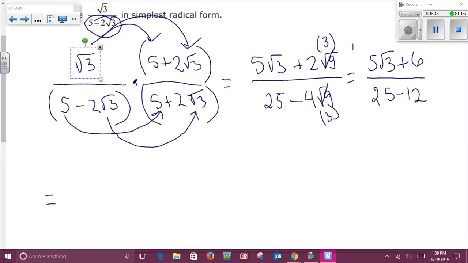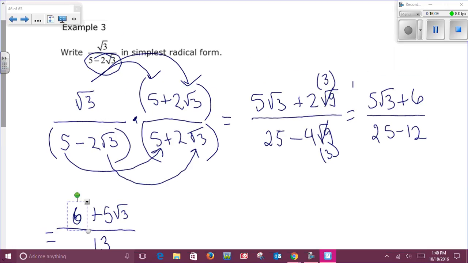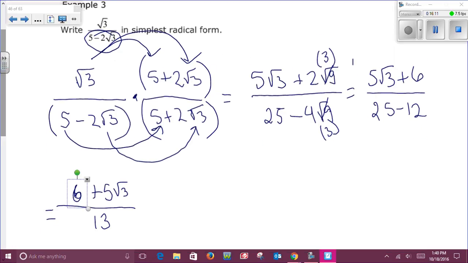I'm going to move down here. And I can't do anything with what's in the numerator, but just because we're funny in math, we just like things to be in a certain order, we like to put the radicals second in our answer and our whole numbers in the front. And 25 minus 12 is 13. So I have now gotten rid of my radical in the denominator. I've actually, believe it or not, divided that problem. So this here is my final answer.